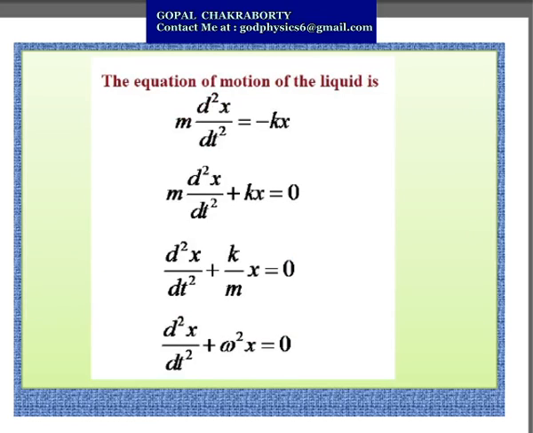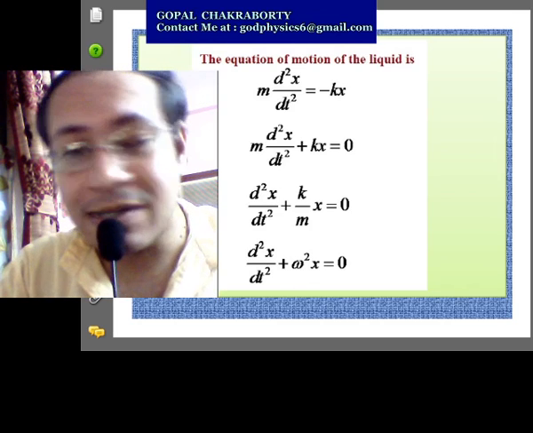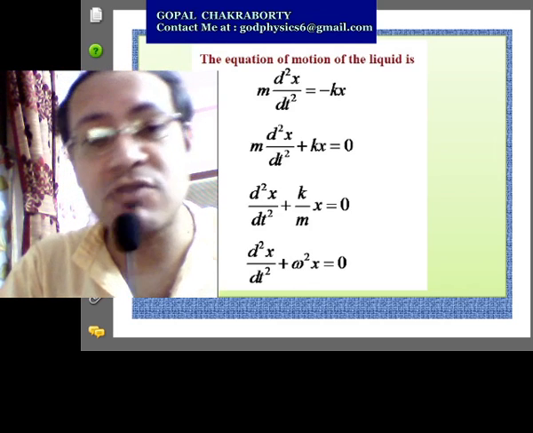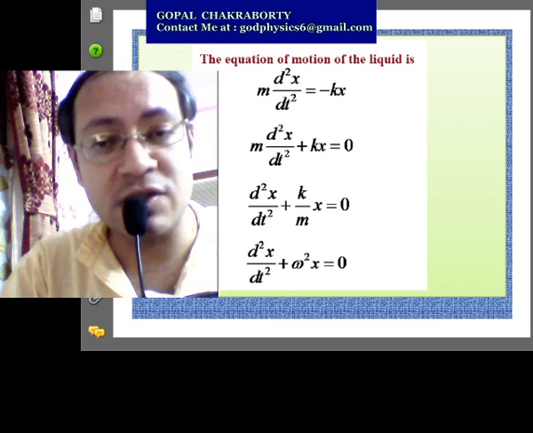Now we can write the equation of motion of the liquid as m d2x/dt2 equals minus kx. In place of F we replace the value of force; F is m d2x/dt2. So rearranging we get d2x/dt2 plus (k/m) x equals 0. So d2x/dt2 plus omega square x equals 0. Here we consider another constant, omega square, which is actually the natural angular frequency of oscillation.